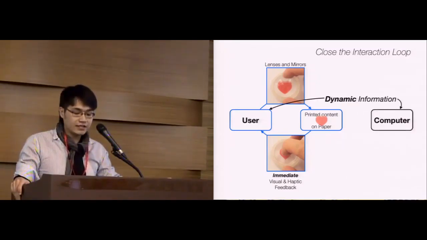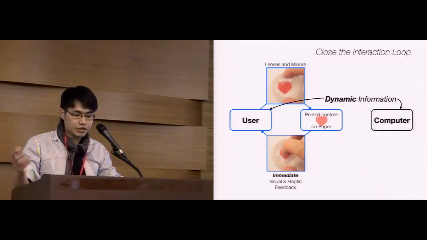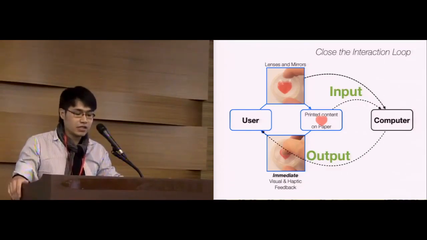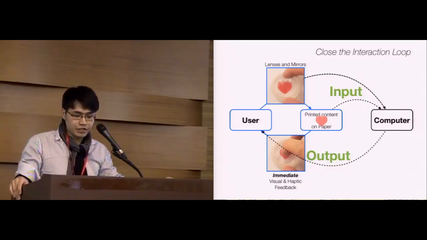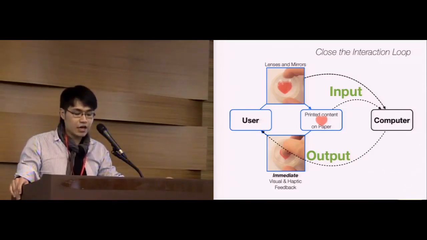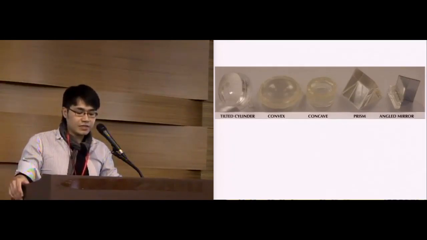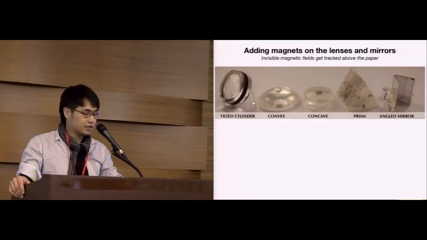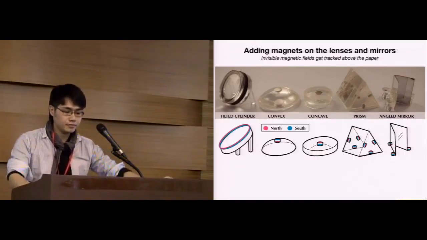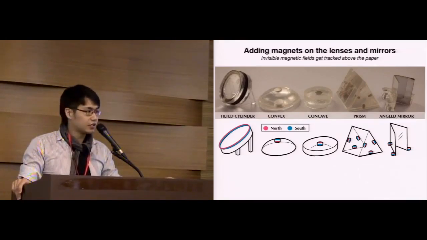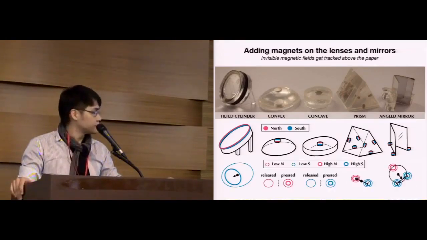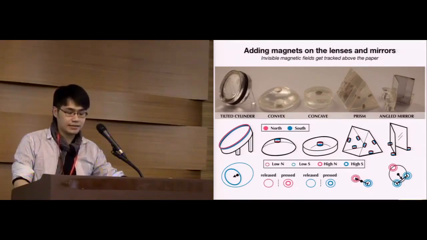But to facilitate human-computer interaction, such as guiding a multi-step process, the system should allow for communicating dynamic information. If so, the computer should sense user's operation as input and display the output accordingly. On the input side, to get the lens and mirror sensed, we choose to add magnets on the lens and mirrors because the magnets are small and the invisible magnetic field can be tracked on and above the paper. Each magnetic unit is designed in unique pattern, so the magnetic field can represent their ID and states.